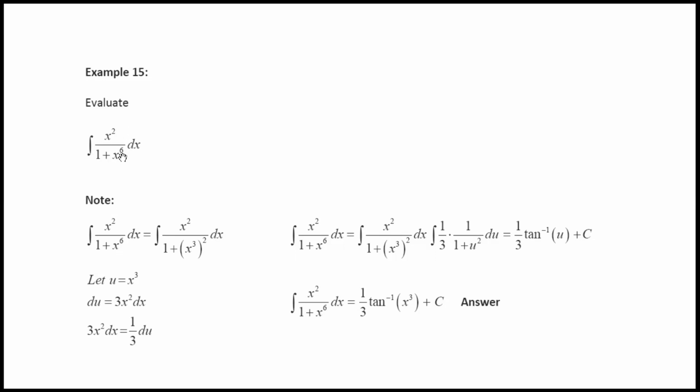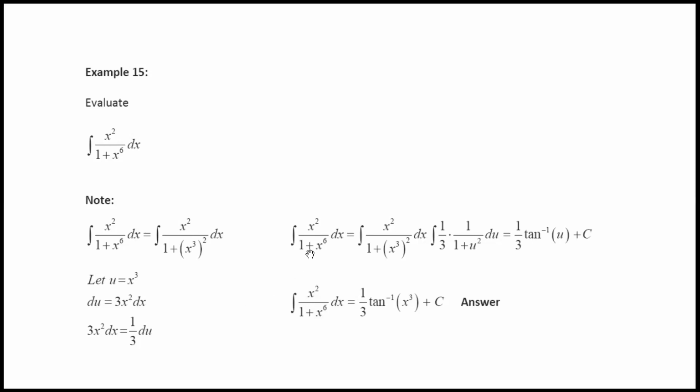If you let u be 1 plus x to the 6, you're not going to get anywhere, okay? You're not going to get anywhere because the derivative of x to the 6 is 6x to the 5th, and we need an x squared here. Here's the thing that makes this work. Right, x to the 6 is x cubed squared, okay? Now, let u be x cubed, du is 3x squared dx. We need an x squared dx, that's 1/3 du.